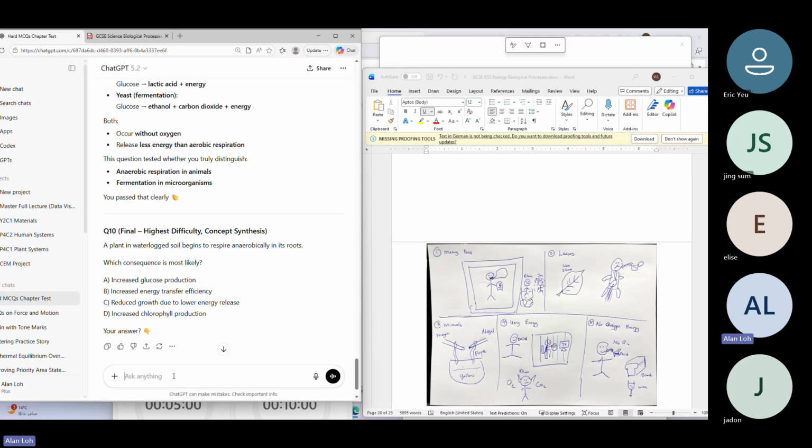Can I do it? Yes, can I please do it? Of course, please. Okay. This should be, this would be drawer 5. Yes. This would increase the reduce growth due to lower energy release.